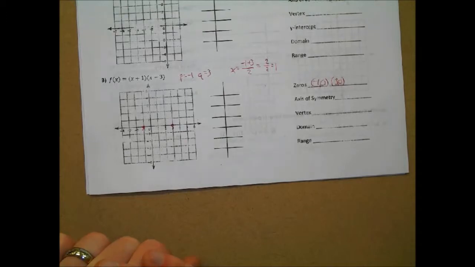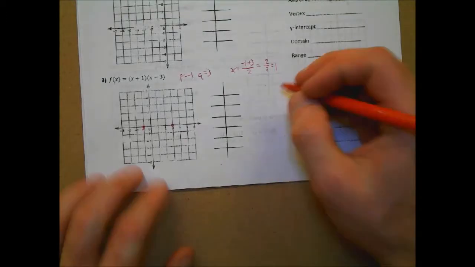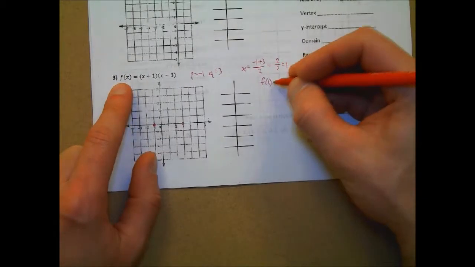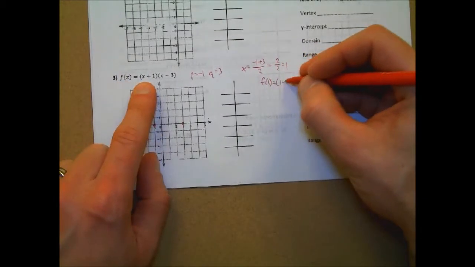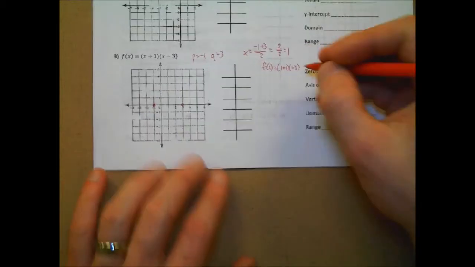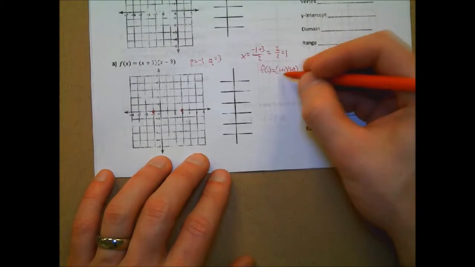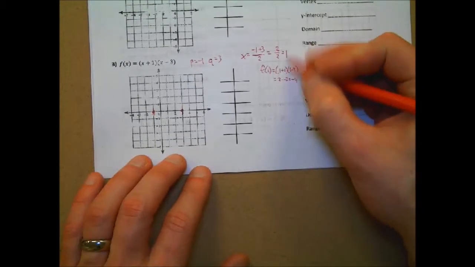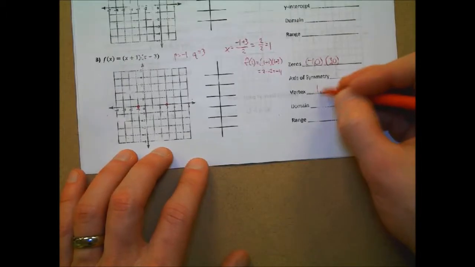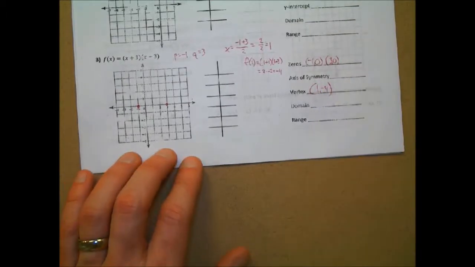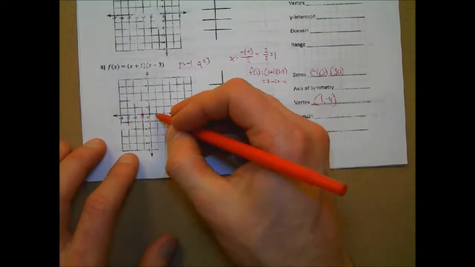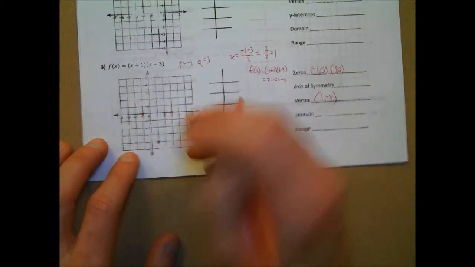So here's the x coordinate for my vertex, and then I'll plug the 1 in. So I'll do f of 1, which is going to be 1 plus 1 times 1 minus 3. 1 plus 1 is 2. 1 minus 3 is -2, so I get -4. So 1, -4 is my vertex. Just like that. So 1, -4. There's the vertex.